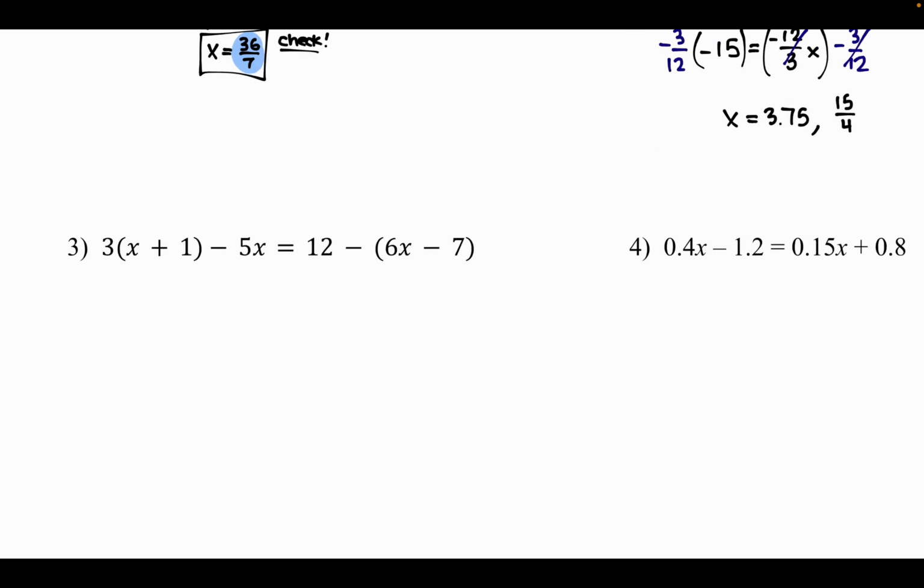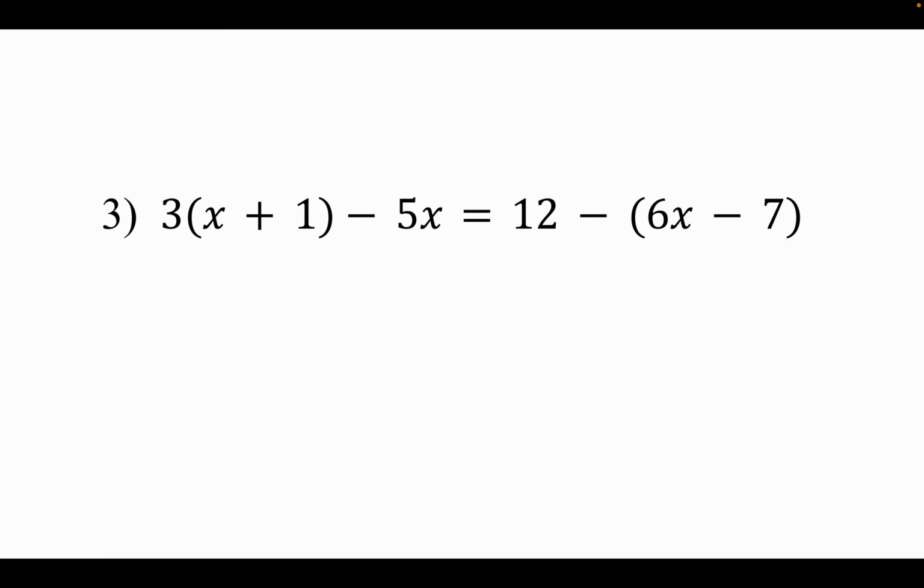Okay, moving on to number 3. So number 3, we see two sets of parentheses, x plus 1 and 6x minus 7. The number or term that is in front of that set of parentheses has to get distributed. So I'm going to distribute the 3, and I'm going to distribute the negative 1 that's in front of this parenthesis.